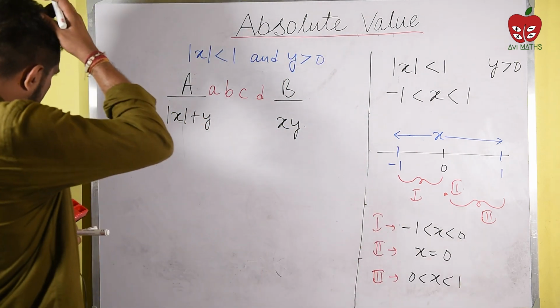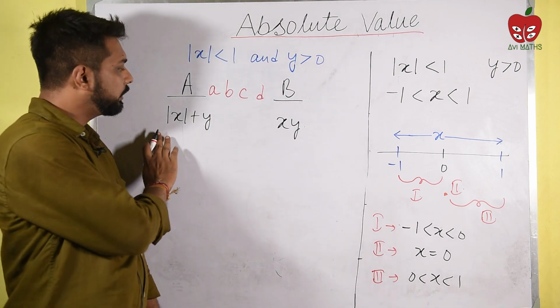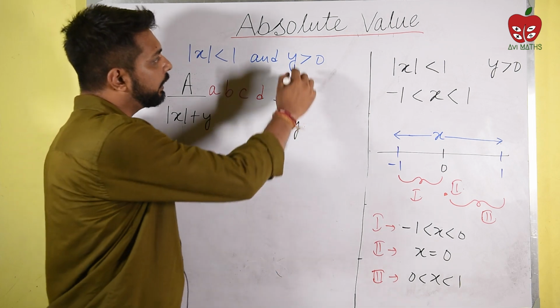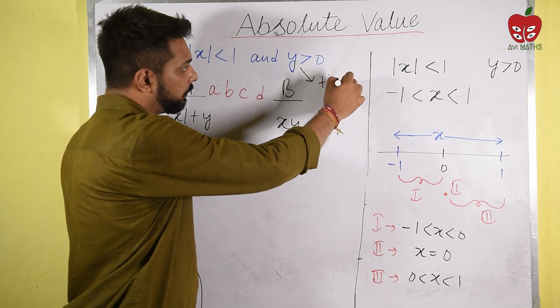Now guys, come to this question. Quantity A, let me reread this part. Quantity A is mod x plus y and quantity B is x into y. Please keep in mind that y is greater than 0, that means y is a positive number. I am writing it here. Y is a positive number.